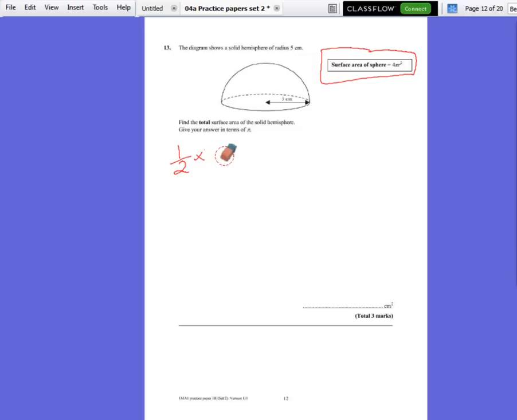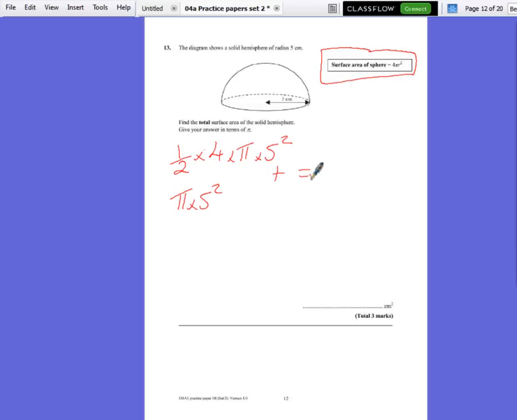4 times pi times r squared, and r is 5, so that will be times 5 squared. And to get the circle on the bottom, that will be pi r squared, and it's a full circle, so it'll just be pi times 5 squared. And we need to add these two together.